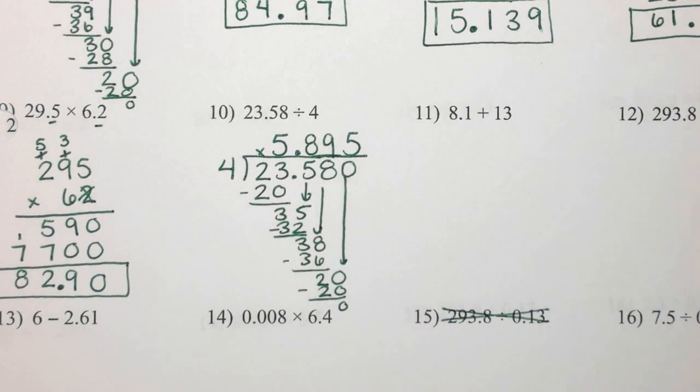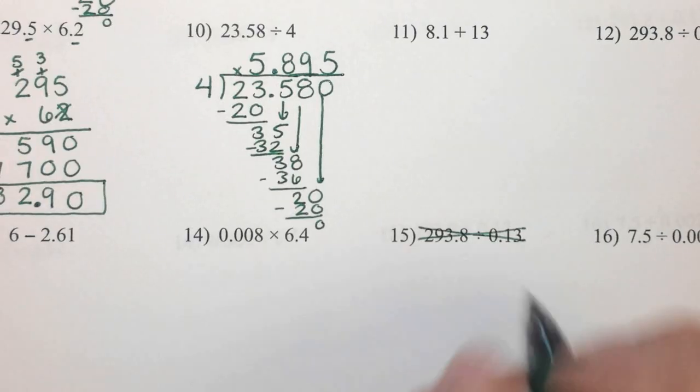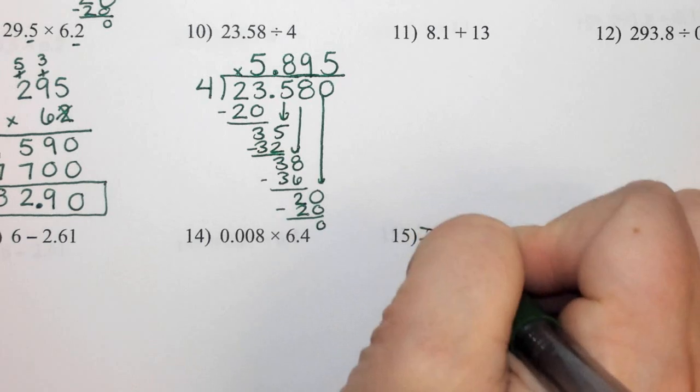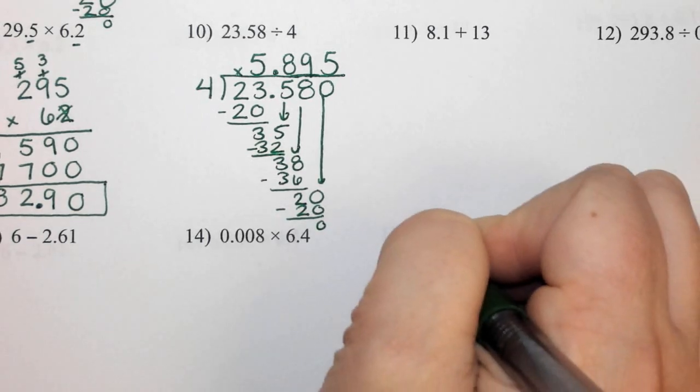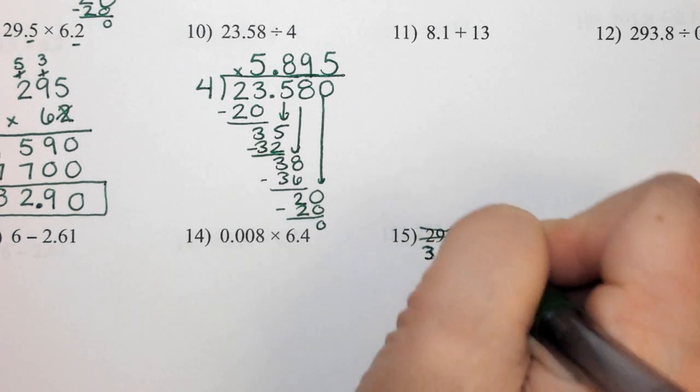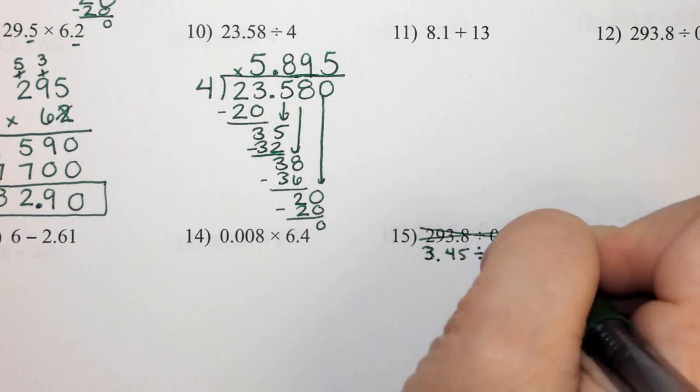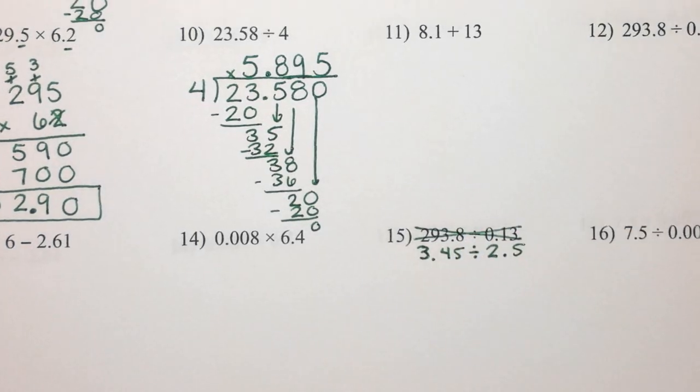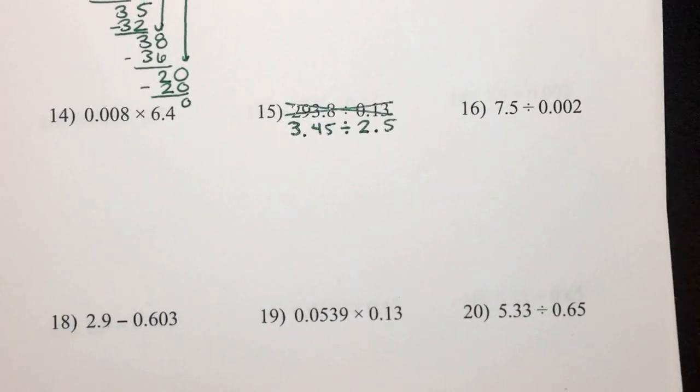And we're going to change that problem to say 3.45 divided by 2.5. Okay, so make sure you change number 15.